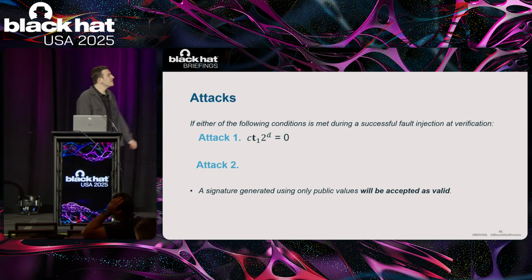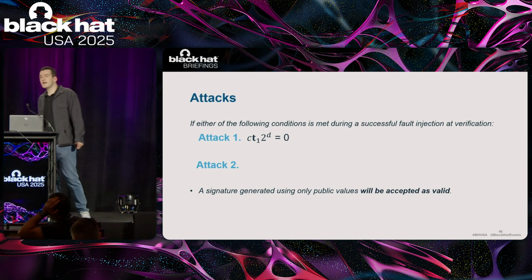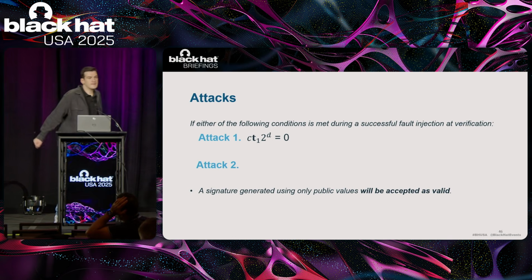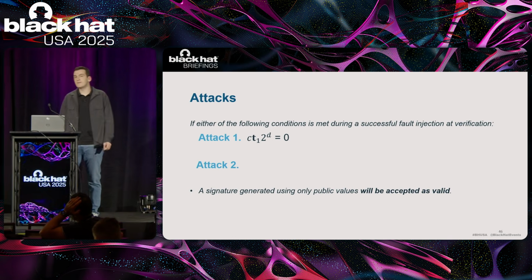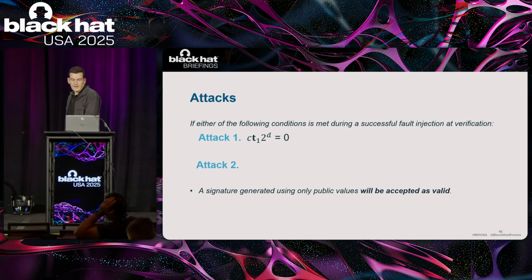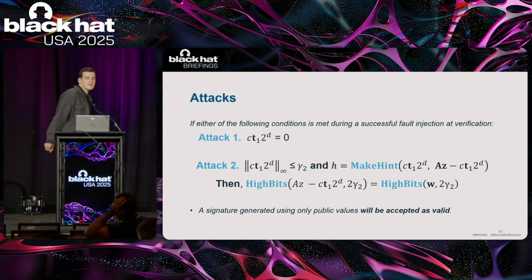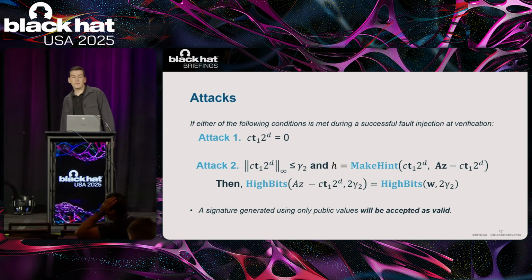Attack 1 is setting the value of C T1 2 to the power of D to 0 at the verification with fault injection. And if you can do this, then a signature generated using only public values will be accepted as valid by the device. And the second attack is setting the value of C T1 2 to the power of D smaller than gamma 2.